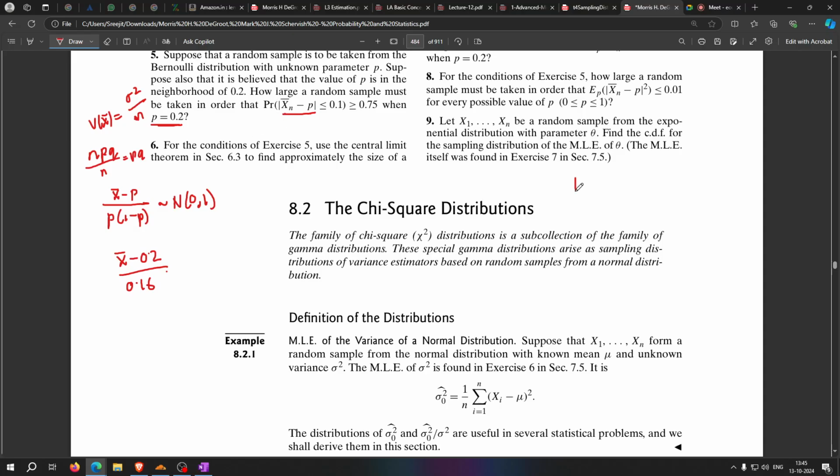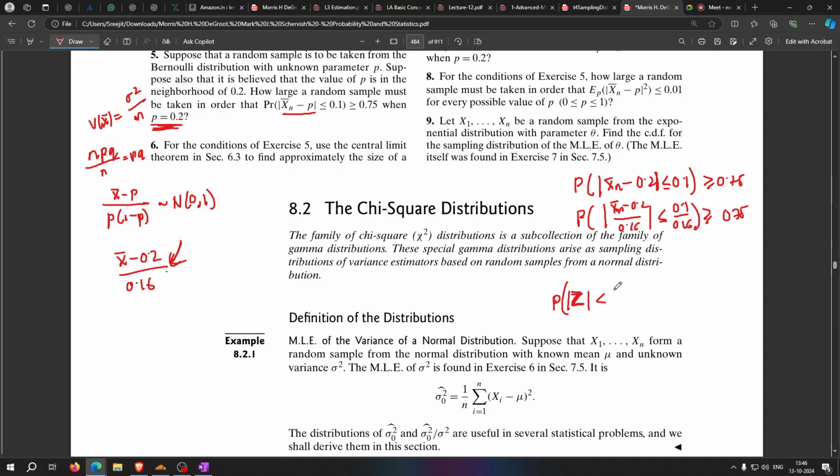Basically I have the probability that the absolute value of Xn bar minus 0.2 is less than or equal to 0.1. What is the sample size so that this probability is greater than or equal to 0.75? Now, why did I replace p by 0.2? Because it is given that p is 0.2. Now I don't know what the distribution of this thing is, but I know the distribution of that thing. So to get from here to there, I'll just divide by 0.16 on both sides. So I get the absolute value of Xn bar minus 0.2 by 0.16 less than or equal to 0.1 by 0.16, and it should be greater than or equal to 0.75. This is just a standard normal Z, with mod Z being less than 0.1 by 0.16, and that is greater than or equal to 0.75.